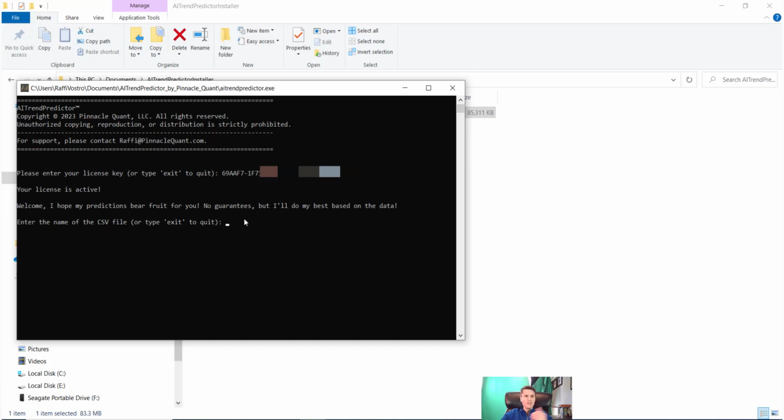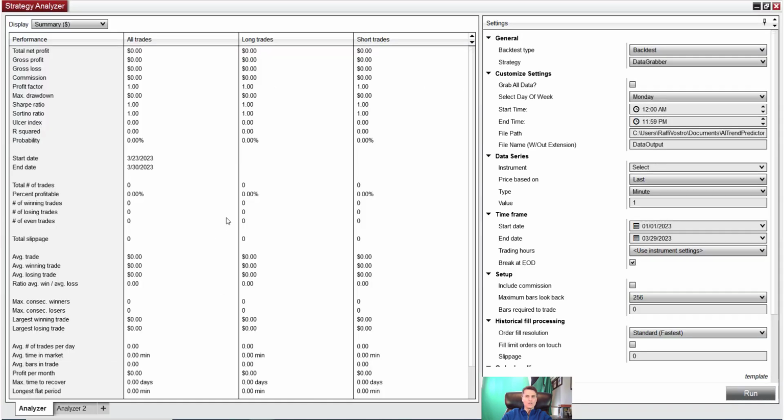I hope that's fair. And so essentially what it's asking for here is it's saying enter the name of the CSV. And I'm going to show you how easy this is, okay? We're going to use Data Grabber to do it. So let's go ahead and we're going to do a bunch of instruments.